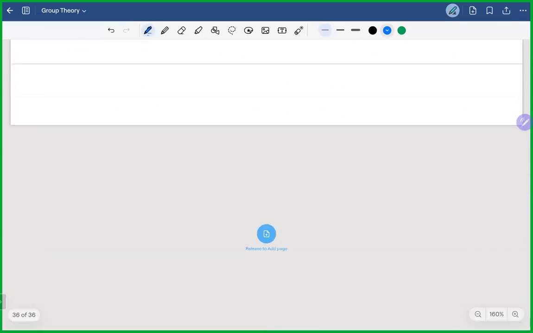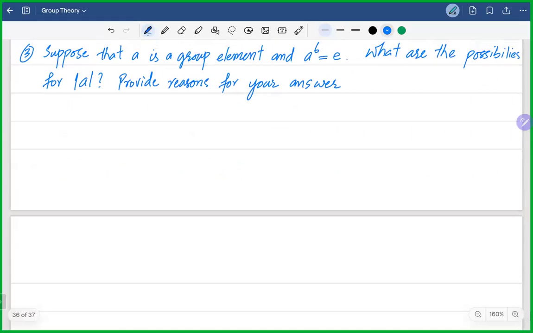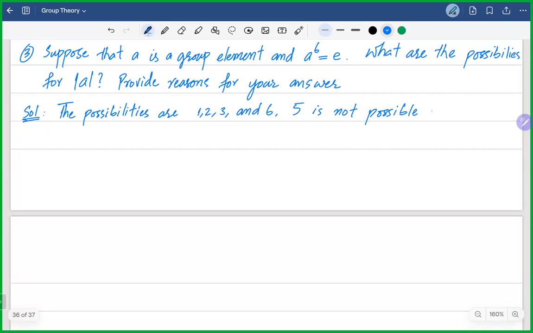Now, solution. The possibilities are 1, 2, 3, and 6. 5 is not possible for A power 5 is E, because then E is going to be equal to A power 6, which is going to be equal to A into A power 5, which is going to be equal to A.